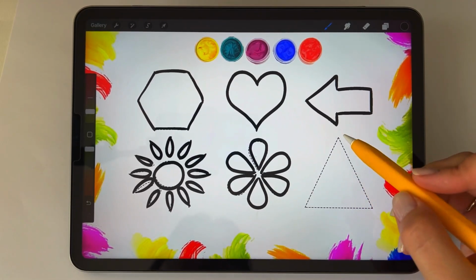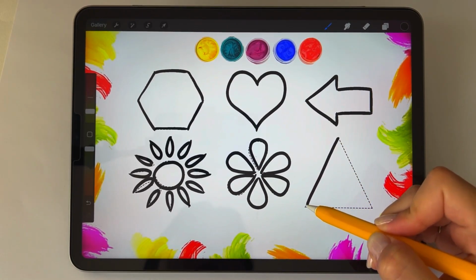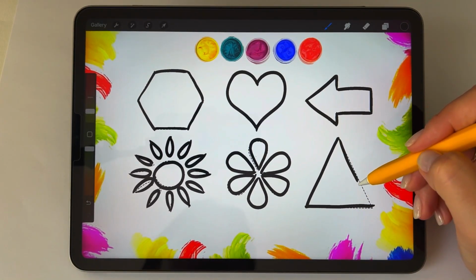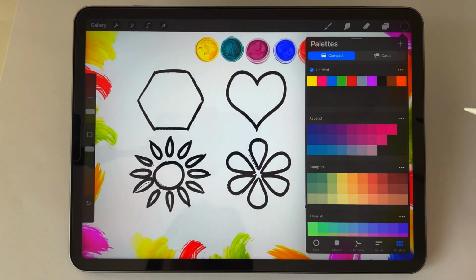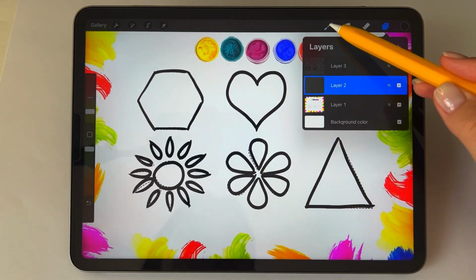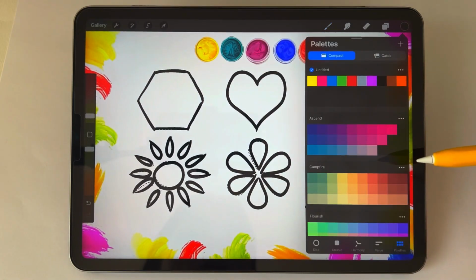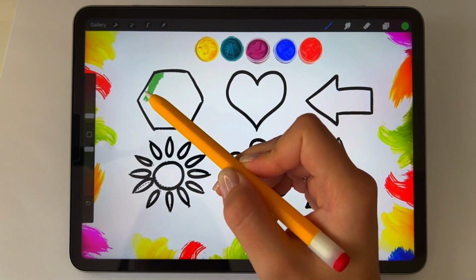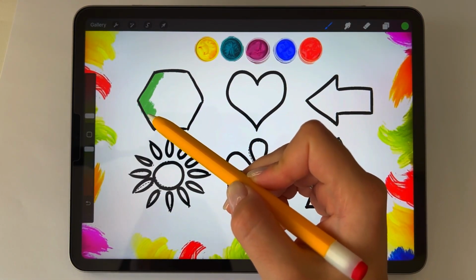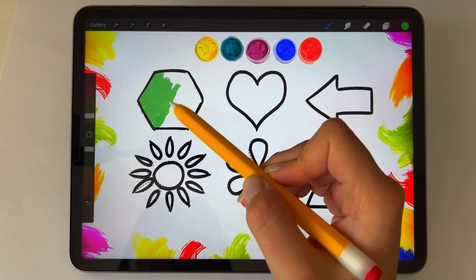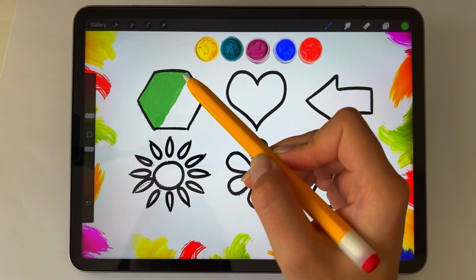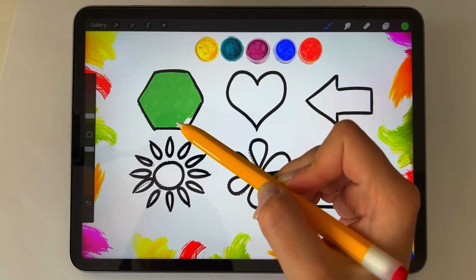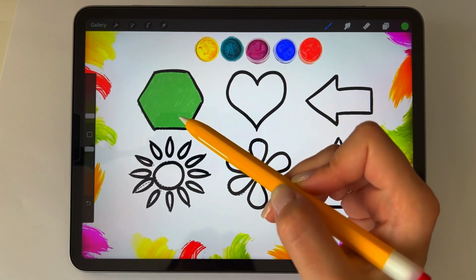And the last one is a triangle. Alright, now we are ready to color them. Alright, for the hexagon, I'm taking green color. And this is a green hexagon.